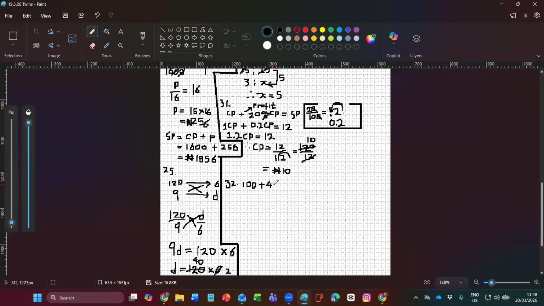Increase 1,400 by 40%. So I'm already increasing it. 40% plus 100% is 140%, isn't it? Yes, sir. So I'm using that: 1,400 divided by 140. So we do what? I'm going to do 1,400 divided by 140%.